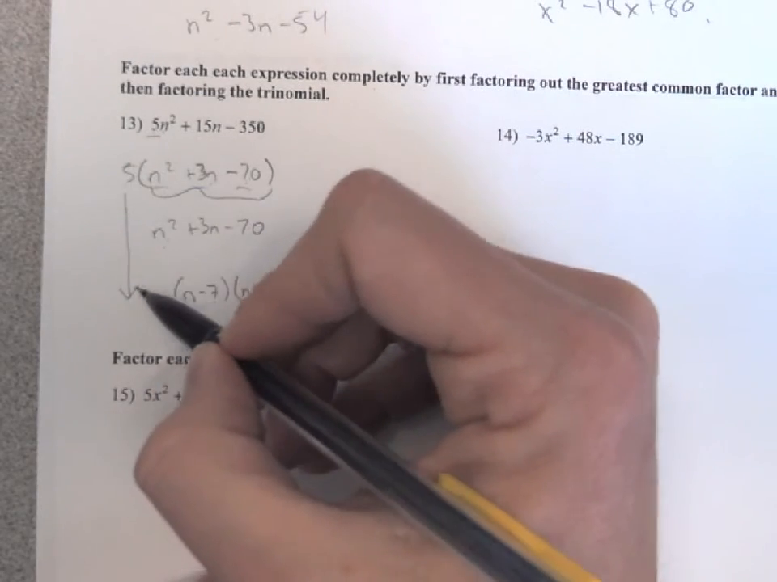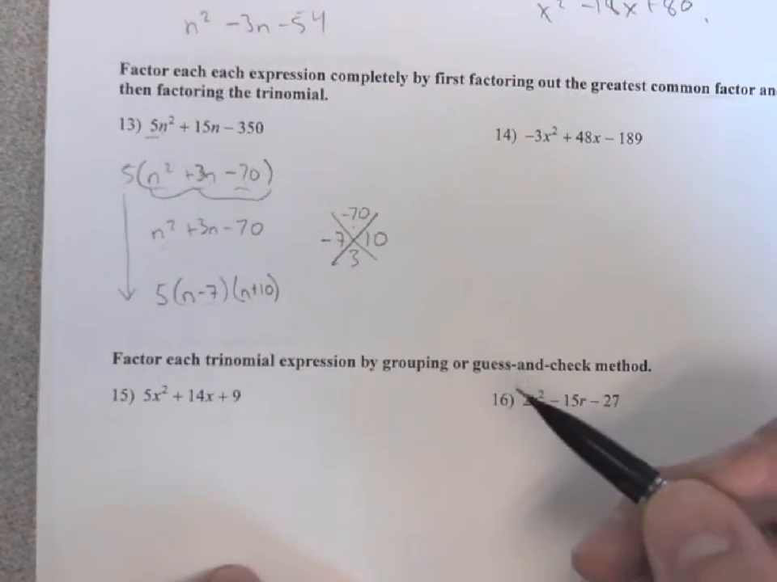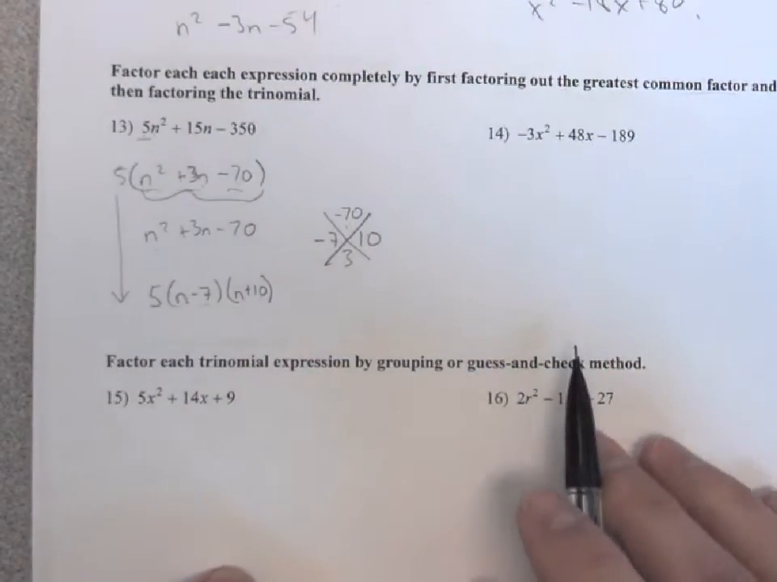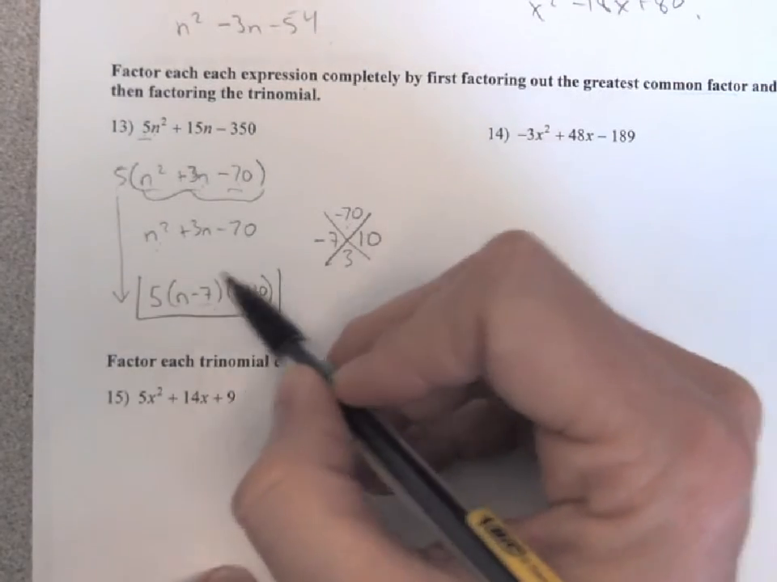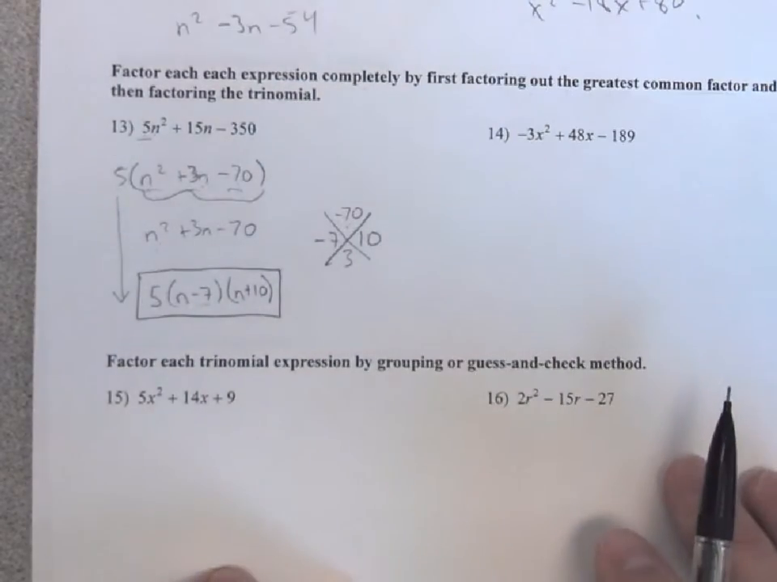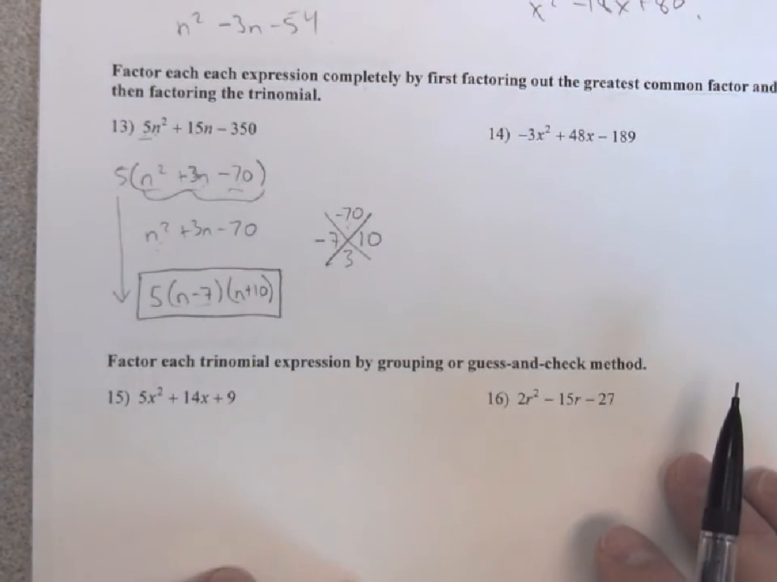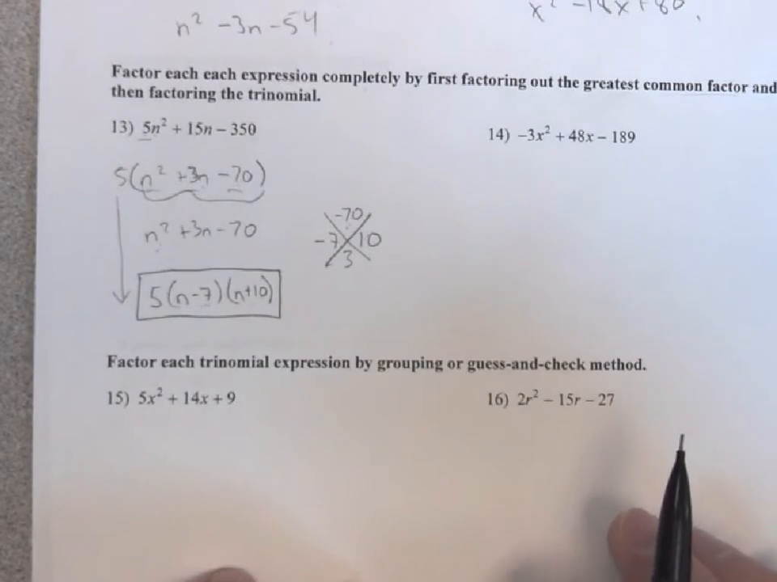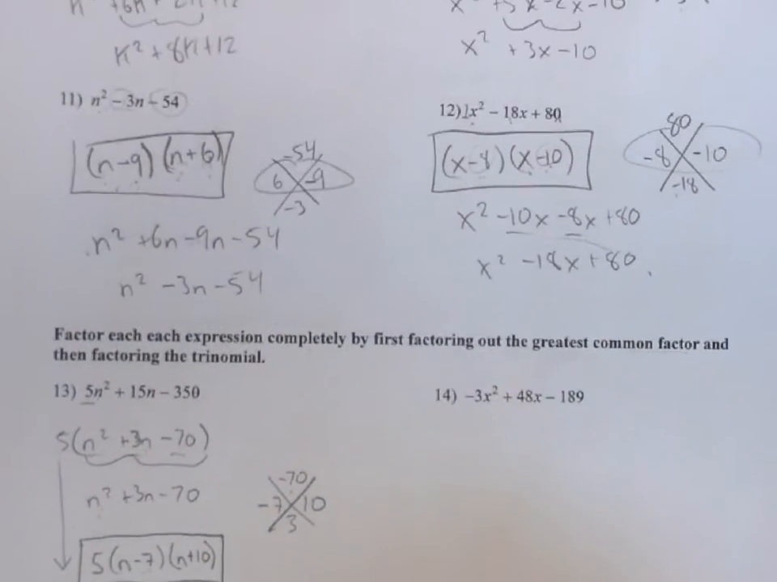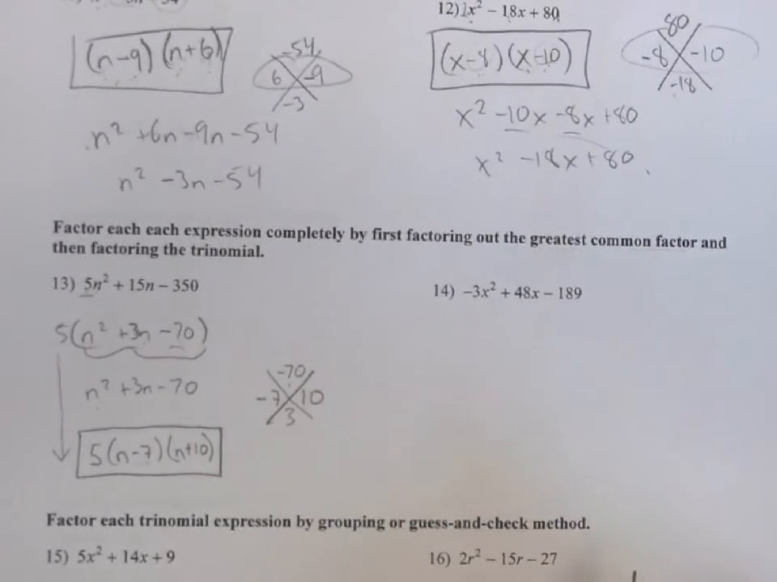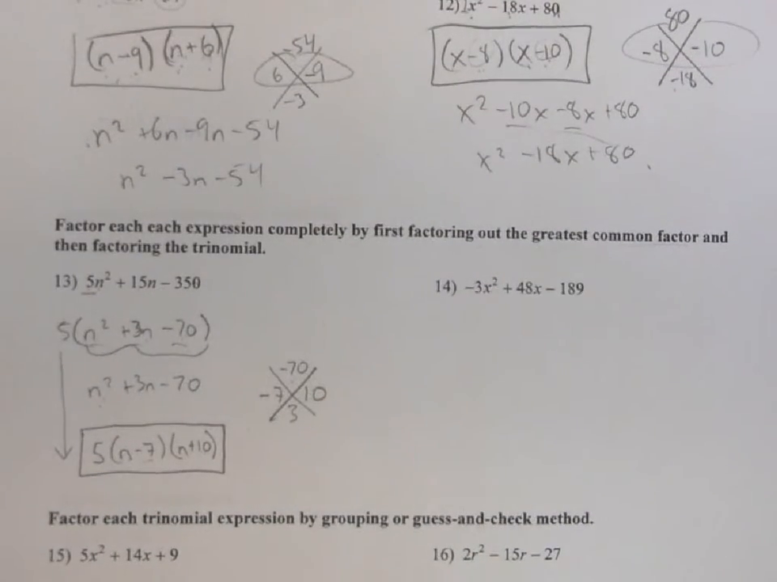Now this 5 we factored out still needs to come down here along for the ride because we factored that out as well, and this is going to be our final answer. So that's not too difficult. It's basically what we did in the previous problems, in problems 9 through 12 here. We just have to pull out that common factor first, and that's something you always want to look for. You always want to see if they have a common factor, and factor it out if they can. That's going to make your life a whole lot easier.